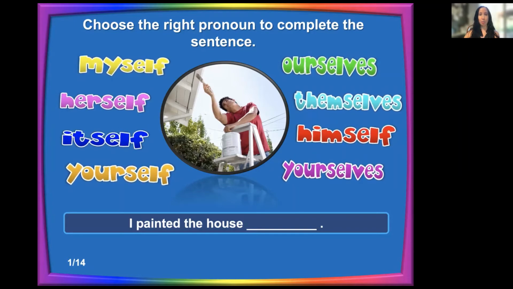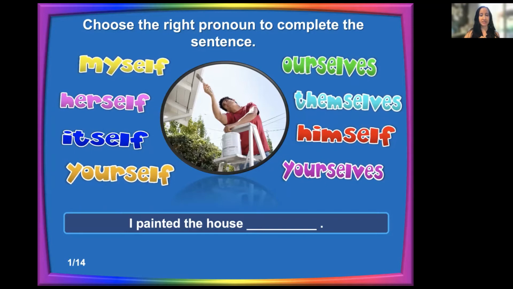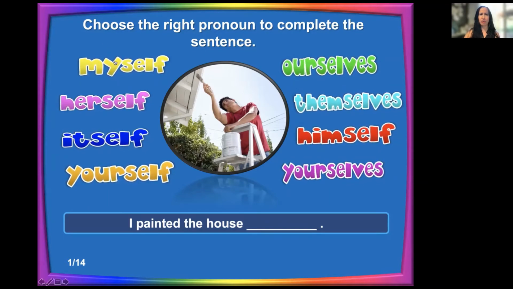Now, pick the pronoun, find it in the sentence. Where is it? It's I. Now, what would be the reflexive pronoun for the sentence to make sense? Myself, right? Or is it herself or itself? What could it be? I'm trying to trick you.